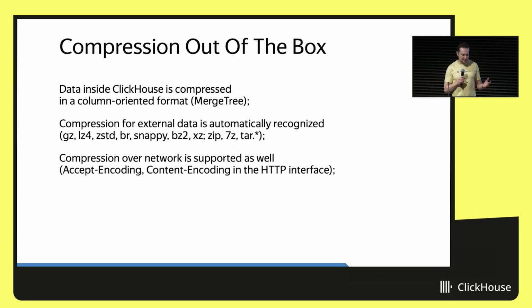Okay. ClickHouse does compression out of the box. And this is not only about data at rest, not only about the storage. So the storage is efficient because it is compressed, but no surprise here. It can also read any external data in any format, including file level compression like gzip, LZ4, ZSTD, or even archives like zip with multiple files, 7z, tar, targz, whatever, tarball. Network traffic is also compressed. It has support for HTTP compression.